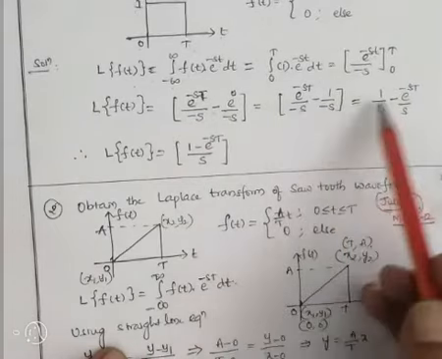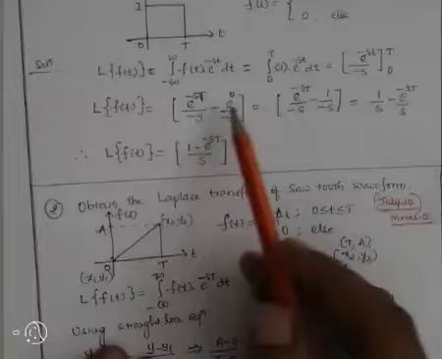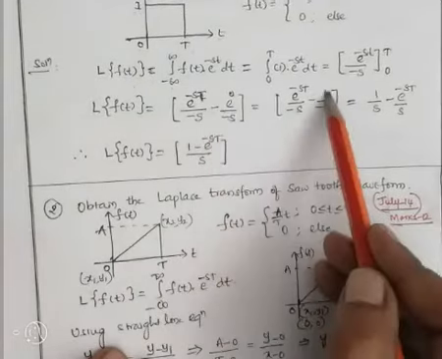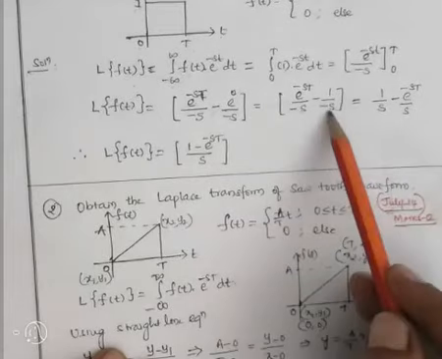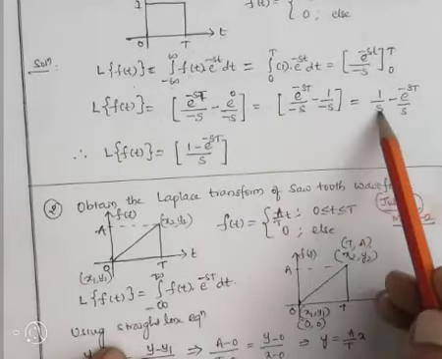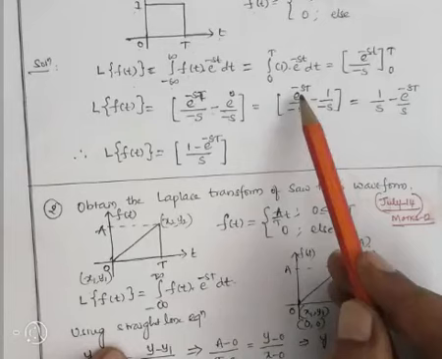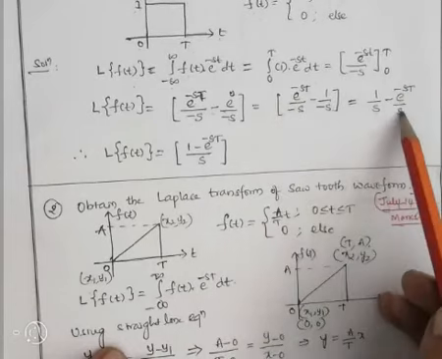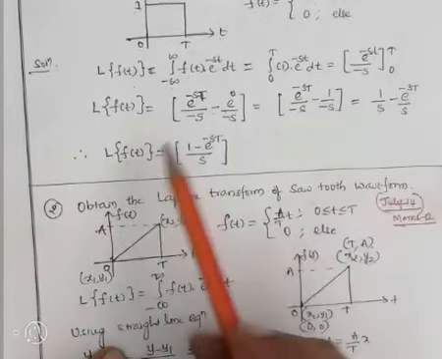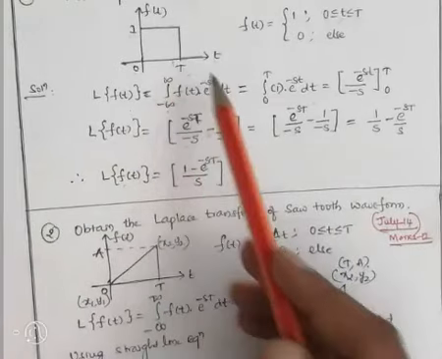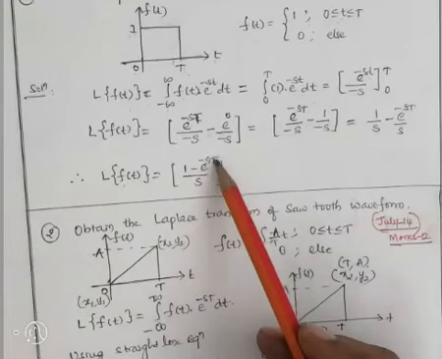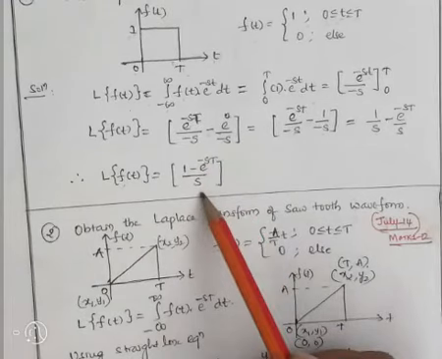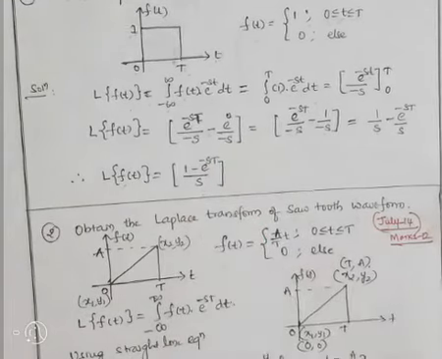In the coming steps I am going to write the same thing I wrote here. Minus into minus becomes plus. e to the power 0 is 1, so it is minus of 1 divided by minus s. Further, minus into minus becomes plus, so we get 1 by s minus e to the power minus sT divided by s. Hence the Laplace transform of this function is 1 minus e to the power minus sT divided by s. This is a very simple example. Let's move on to the next one.